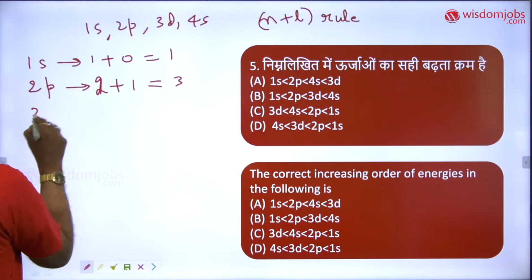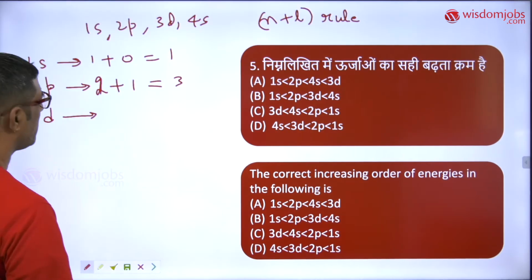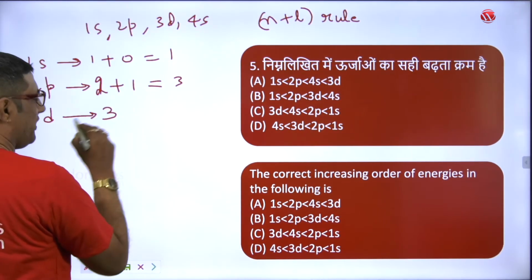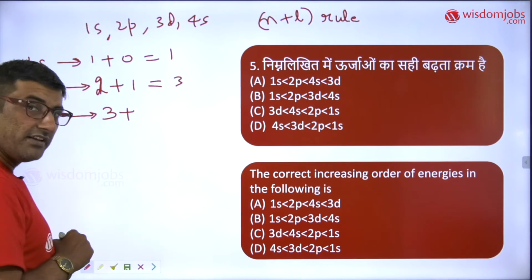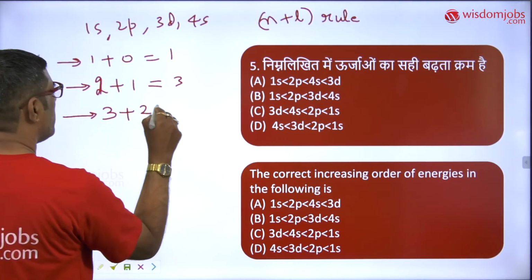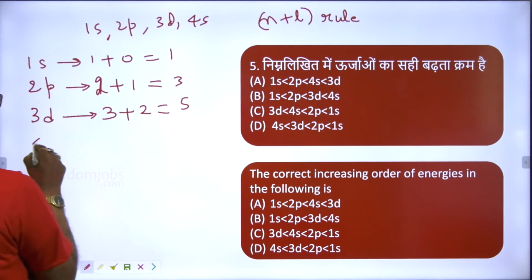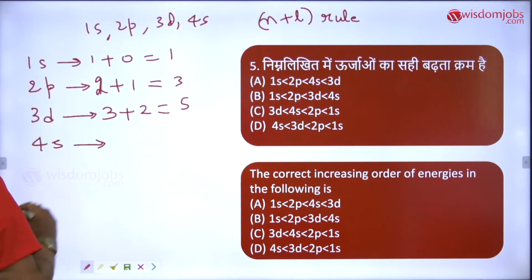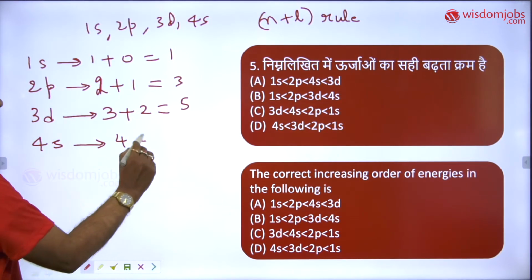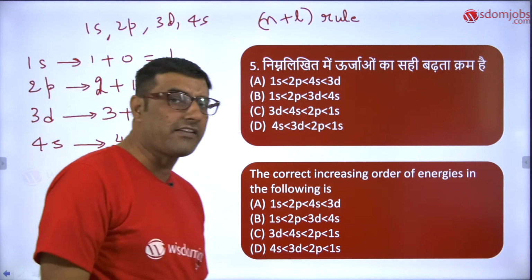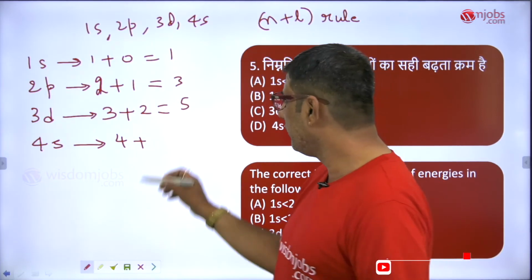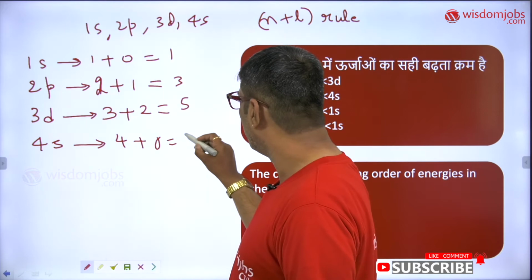Coming to 3d. So 3d is what? N value for 3d is 3, and what is L value for d subshell? It is 2. So it is 5. Coming to 4s. In 4s, n value is 4, and what is the L value for s subshell? It is 0. So 4 plus 0, which will give you 4.